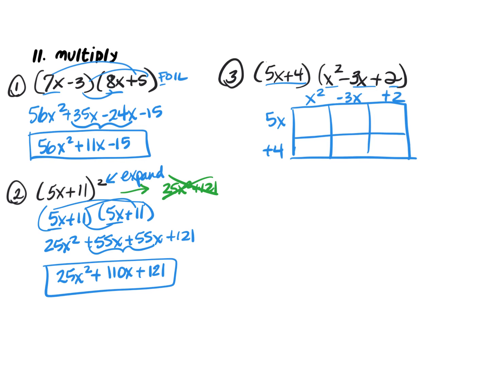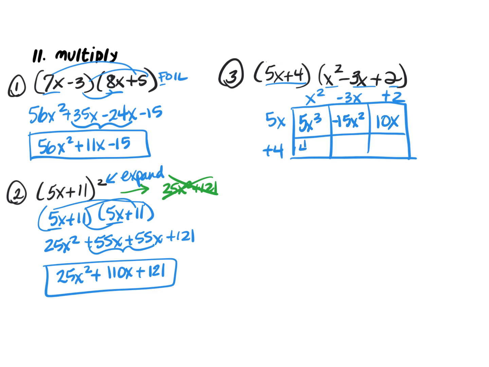And then I'm going to multiply. So 5x times x squared gives me 5x cubed. So if you remember when you multiply x's, you're really adding your exponents. 5x times negative 3x gives me negative 15x squared. 5x times 2 is 10x. Then I do the bottom row.